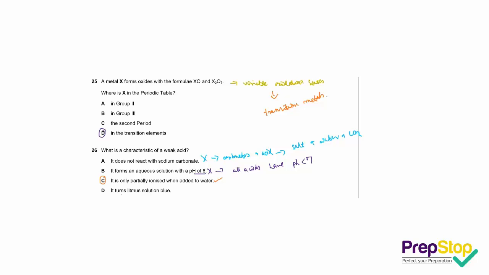Option D states it turns litmus solution blue. This is incorrect as well because all acids turn litmus solution red.